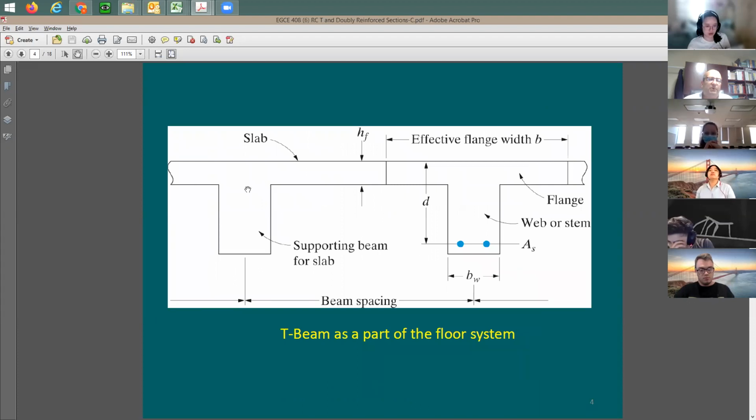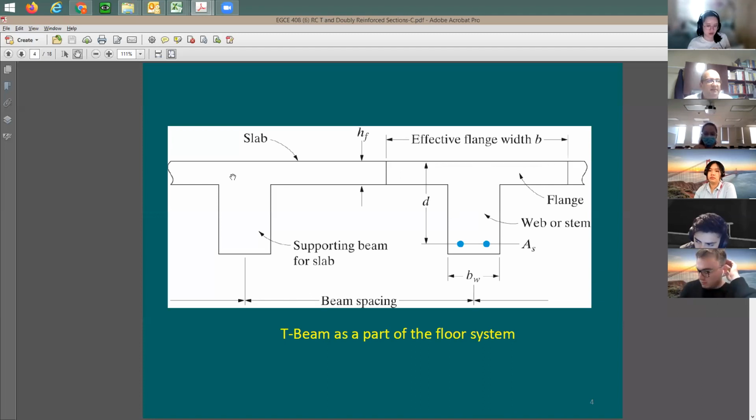So here's the section through the beams and the slabs. And as you see here, this slab is really continuous. It is spanning on top of the beams, and the beam works as a support to the slab. I understand that. The big question is, how much is the effective flange width that you need to consider?